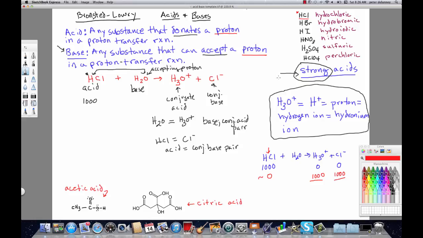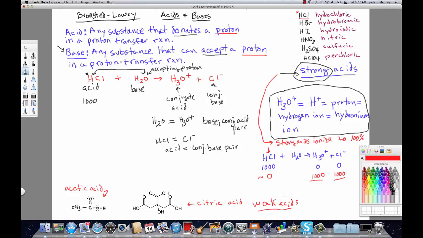So basically, strong acids, the word strong means that strong acids ionize to 100%. Now notice down here at the bottom of the screen I've included 2 additional acids. These guys are called weak acids.